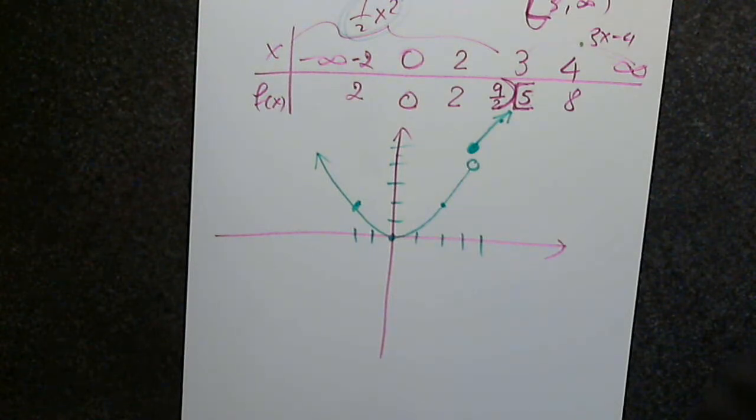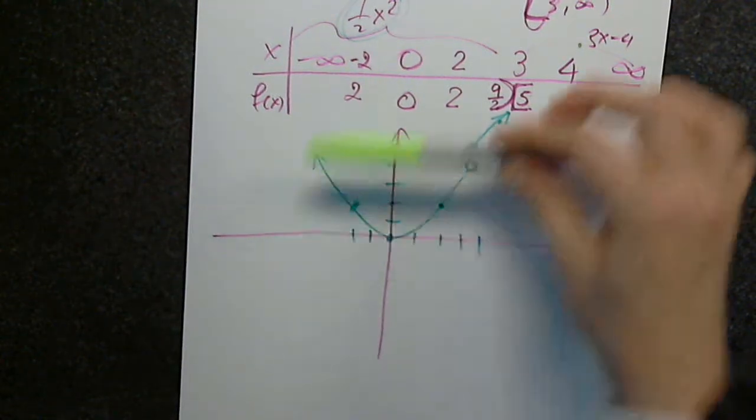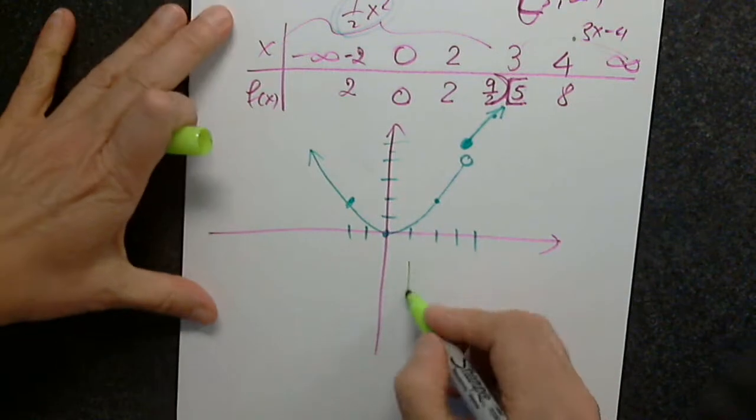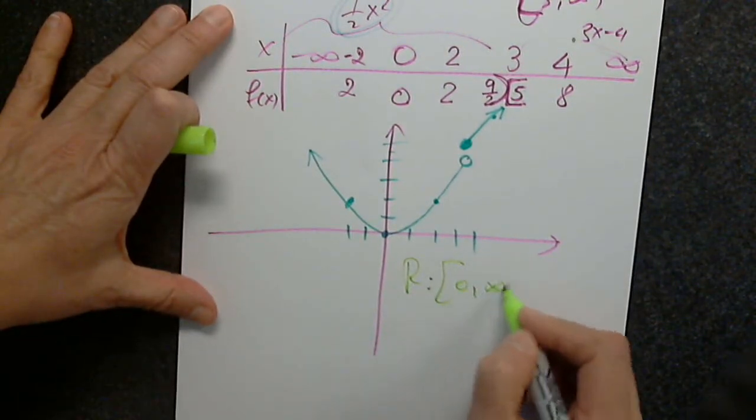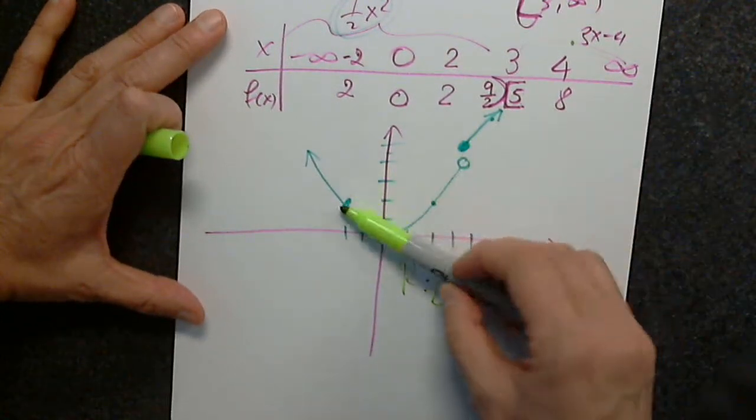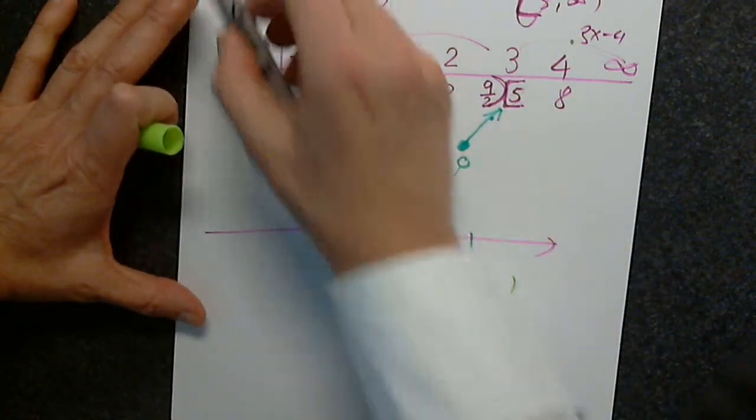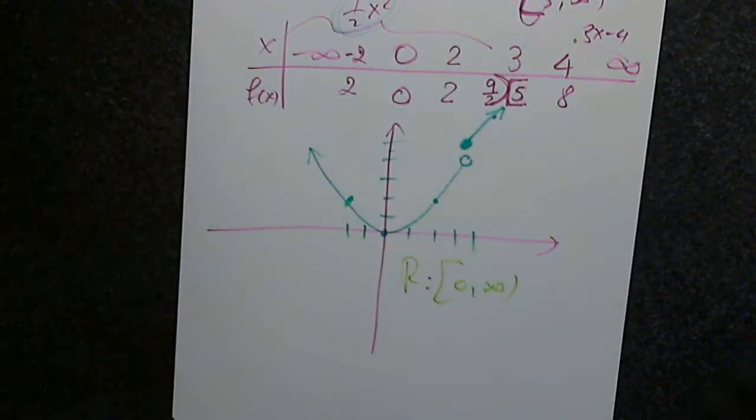The domain is all real numbers because this side goes to infinity and it covers everything. But the range will be from 0 to infinity. But there is no gap here because on this side it goes on forever. That's all I meant to say. So it is from 0 to infinity.